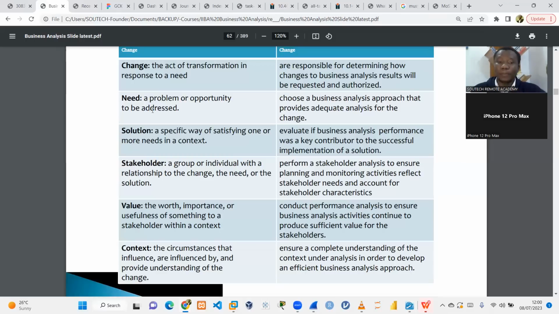A need is a problem or opportunity to be addressed. Remember, we were talking about SWOT analysis when we said weakness. Something is a problem, it's a need, because the hospital does not do diagnostic services, but it's also an opportunity for them to do what? To outsource or to partner or to look at how to deliver that service. So solutions: what specific way can you actually deliver that? Stakeholder: anybody that's going to be impacted, that has a relationship, or that's going to be influenced, or that has interest.